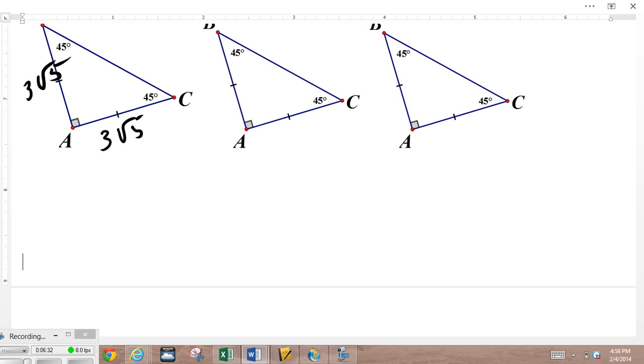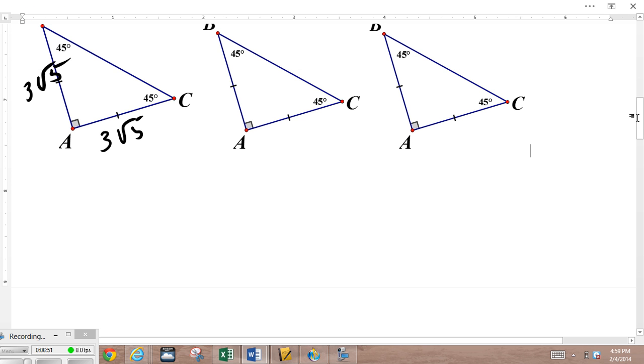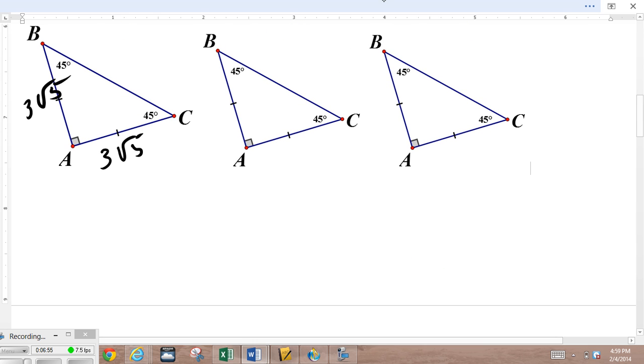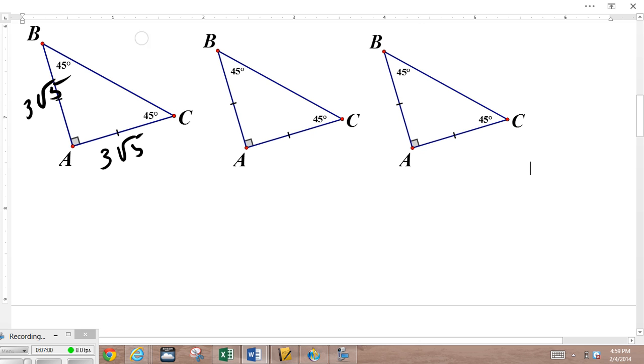All right, so what we should suspect is that the hypotenuse is going to be the root of 2 times larger than the length of the leg. Okay, so let's just see about that. I'm going to turn this pen back on. Let's do it in red this time.